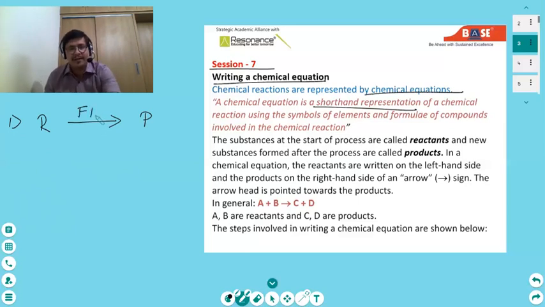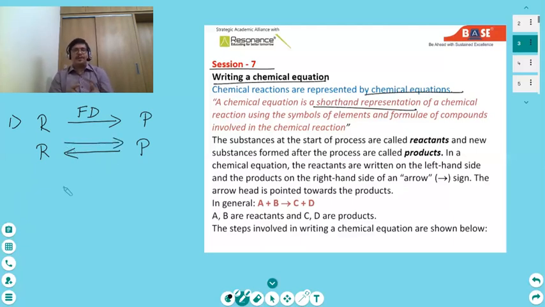Or we call it the forward direction. Now suppose this is reactant and this is product, and I write like this, then this is the backward reaction or backward direction. Or even I can write like this. When you write like this, it means that the reaction is moving in both the forward direction and the backward direction.